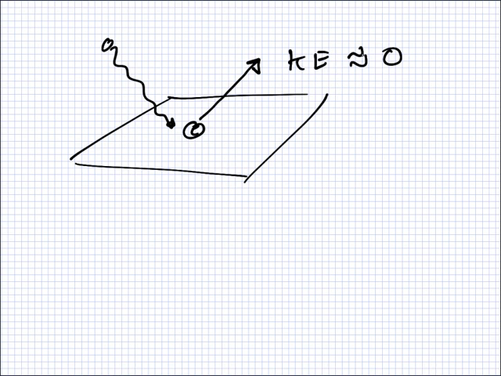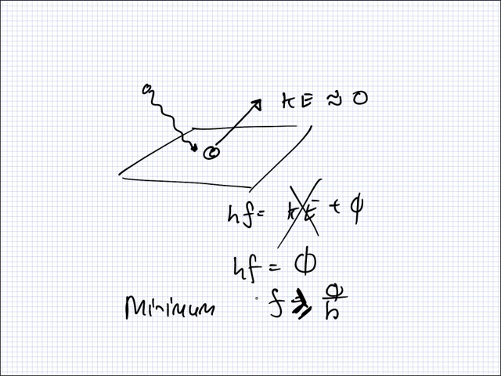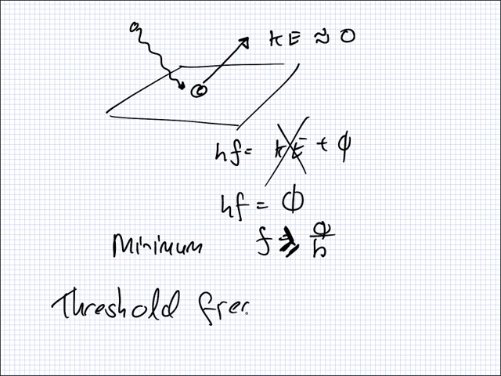So if I use my formula, HF equals KE plus the work function, then this is zero. So you get HF equals the work function. So you get F equals the work function over H. And this is the minimum frequency. I need my frequency to be more than or equal to this. So we call this the threshold frequency, F0. That's the absolute minimum frequency I need to free the electron.